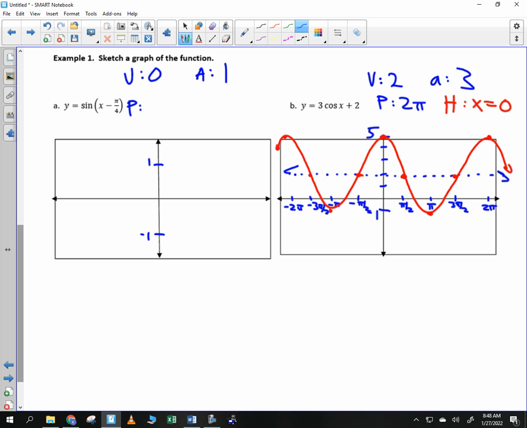Period. 2 pi divided by what? 1. 1 is the number in front of x. We get 2 pi. So just like we had there, we're going to mark off 2 pi. And I know that some of you will get tired of putting all these marks on there, but it is important. And just note that, like I said before, this is generally a really good test for people.